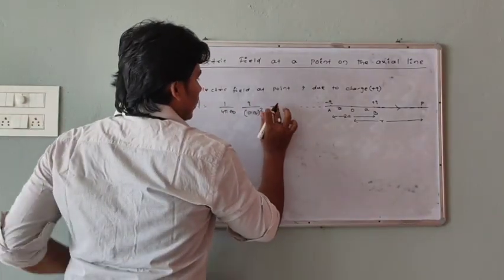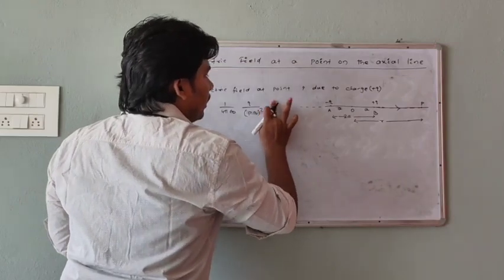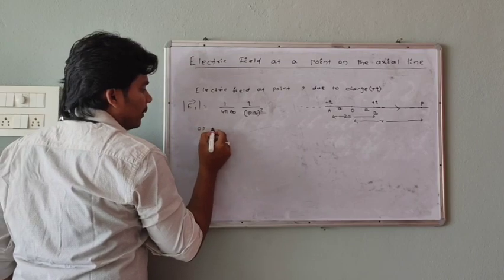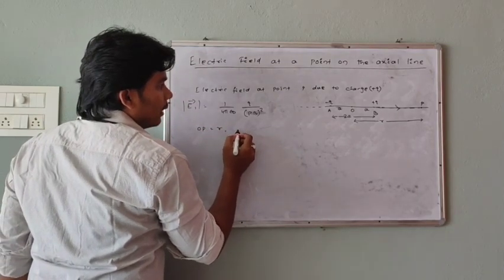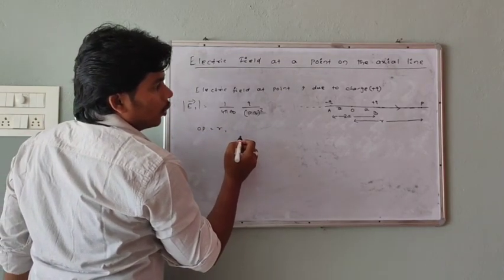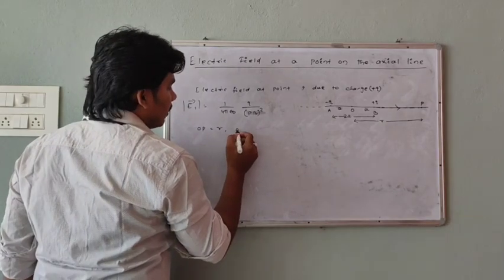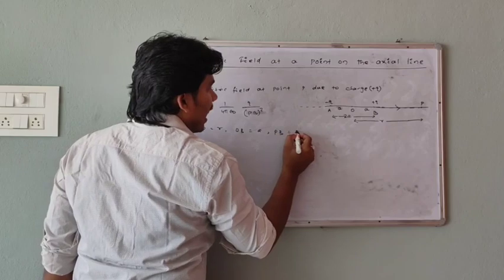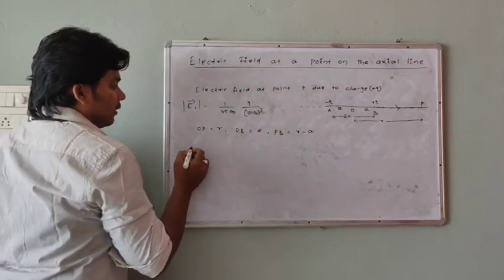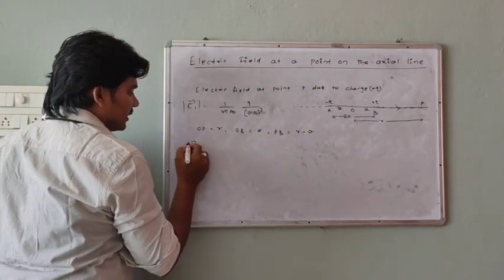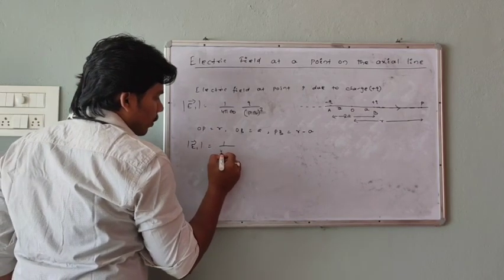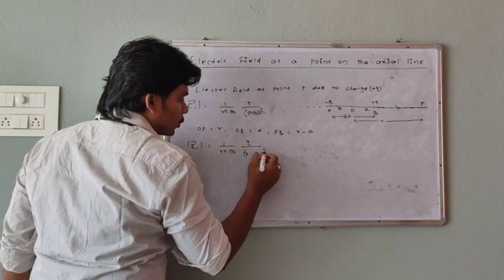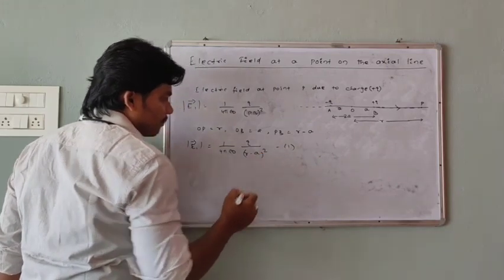Now I will put the value of PB. As we know, OP is r and OB is a. That's why PB will be r minus a. Then the electric field intensity E1 equals 1 by 4 pi epsilon naught, Q by r minus a whole square. This will be equation 1.